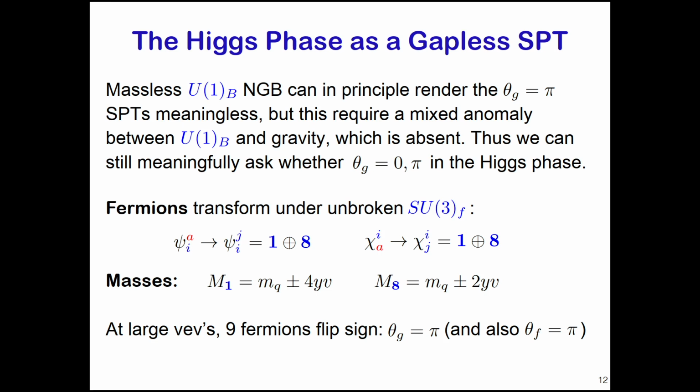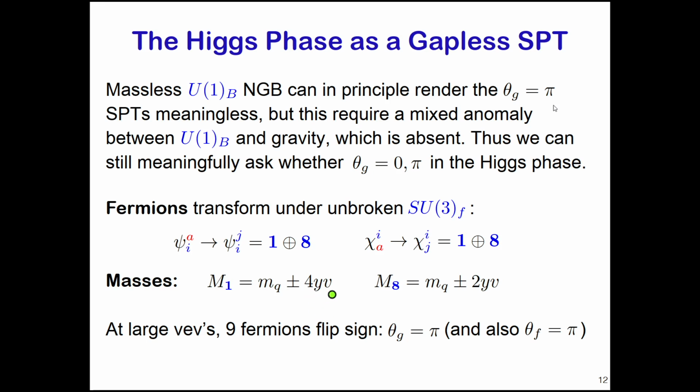That's easy to do. We just need to diagonalize the fermion mass matrix in the Higgs phase. So what we're going to do is we're going to split up the fermions under the unbroken flavor symmetry. There are 9 psi's and 9 chi's, and they both split up as a singlet and an octet under the SU3. And then when you plug in the Majorana masses coming from the Yukawa couplings, you see that the bare quark masses get modified. There's this kind of off-diagonal plus-minus structure, which comes from the Yukawas and the Higgs VEV. And there's factors of 2 and 4, which have to do with the symmetry breaking pattern.